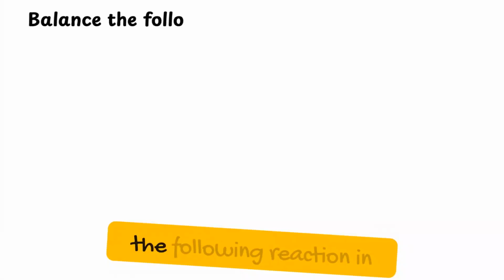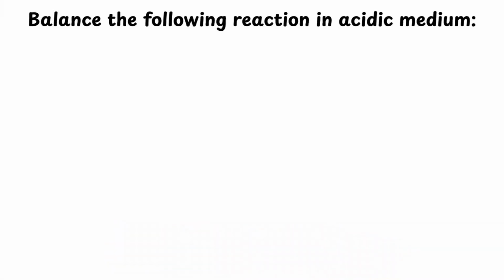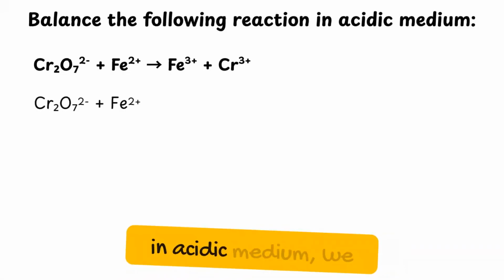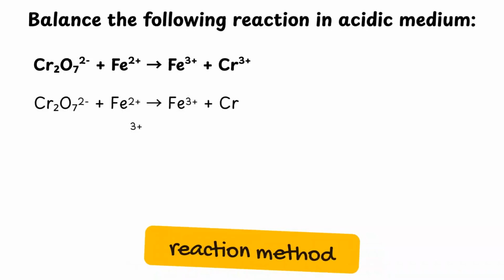Today we are balancing the following reaction in acidic medium. Dichromate ion plus iron 2 ion gives iron 3 ion plus chromium 3 ion. Since this reaction occurs in acidic medium, we will use the half reaction method.